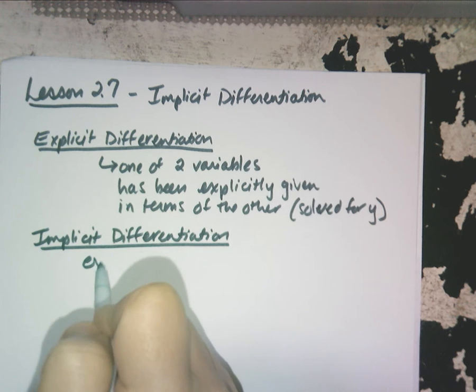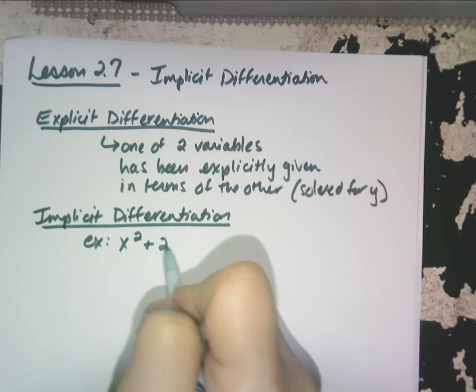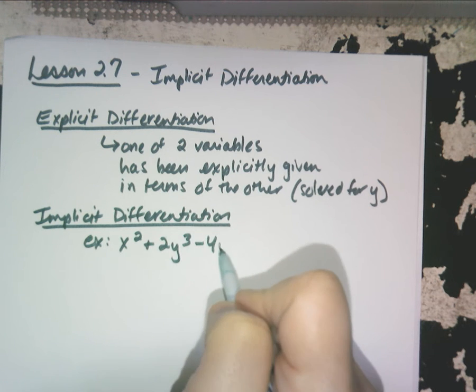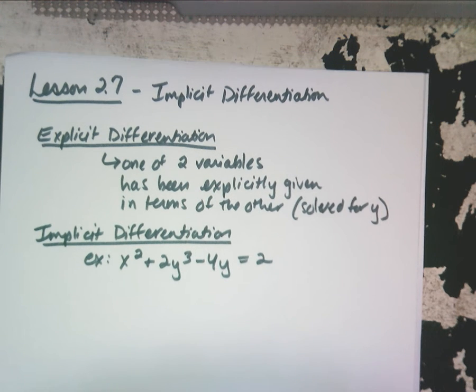Implicit differentiation would be used for an example like this, like x squared plus 2y cubed minus 4y equals 2, something like that. That is really hard to solve for y. You can't get y by itself, to be honest with you. If you try to get y by itself, you get y on the other side. So it would be much more difficult to try to just solve for y and then take the derivative. So they had to, like I said, do something else. So when the equation looks really complicated, then we do implicit.